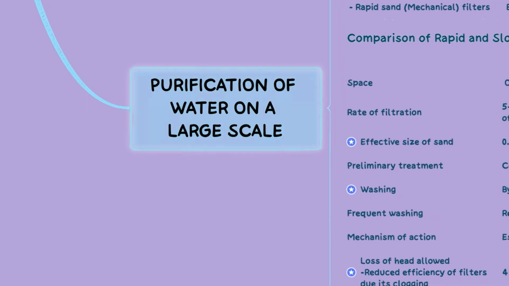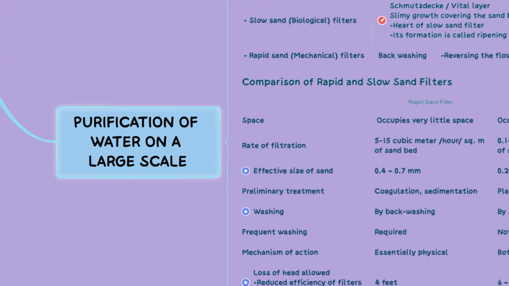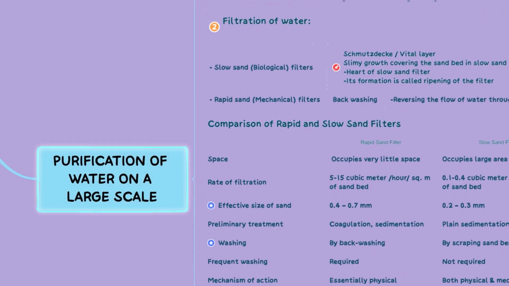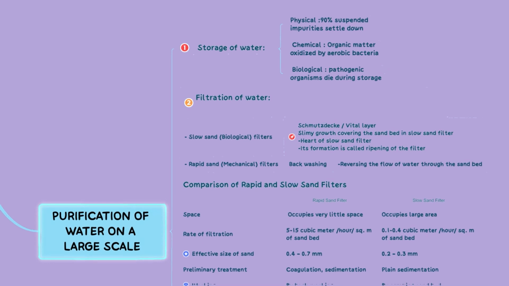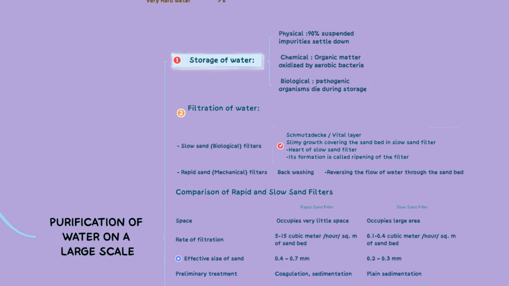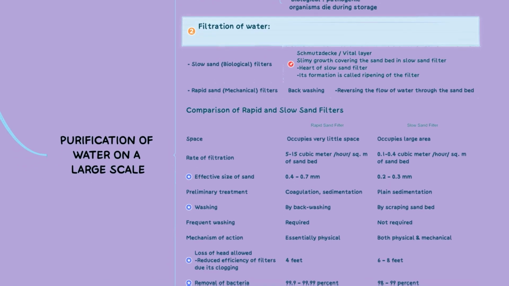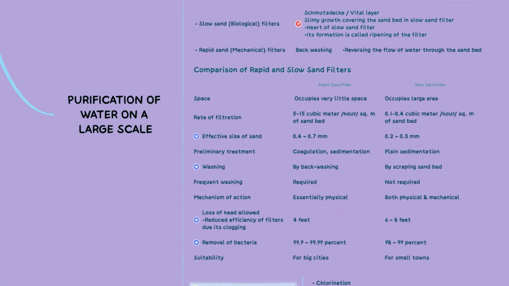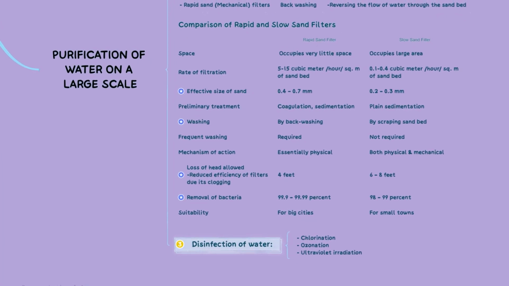Moving on, one of the most important subtopics that you need to master for your competitive examination is the purification of water on a large scale, which involves various processes to ensure its safety and quality. The three main methods to remember here are storage of water, filtration of water by slow or rapid sand filters, and disinfection by chlorination, ozonation, or UV irradiation.